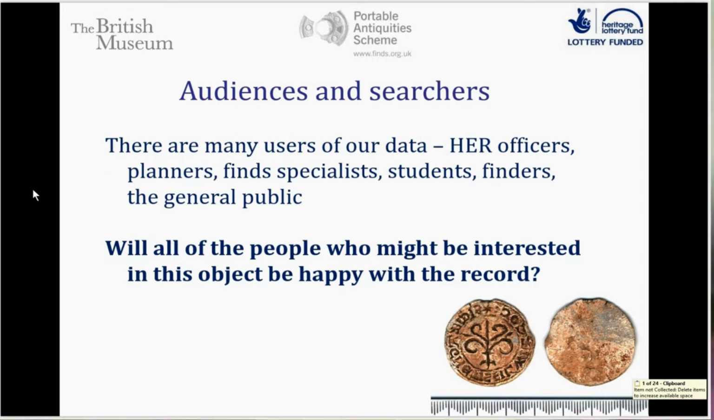Right, the next thing to think about is who we're making the record for, who's reading the record. Of course, there's lots of possible users, with lots of different needs. Planners, all they may need to know is that there were some Roman finds found in one end of the field. Find specialists are right at the other end. They want to know every single thing about an object that they can. And most people are somewhere in between. The trouble is, we've got to make a record that satisfies everybody as much as we can. And so that needs to be uppermost in your mind.